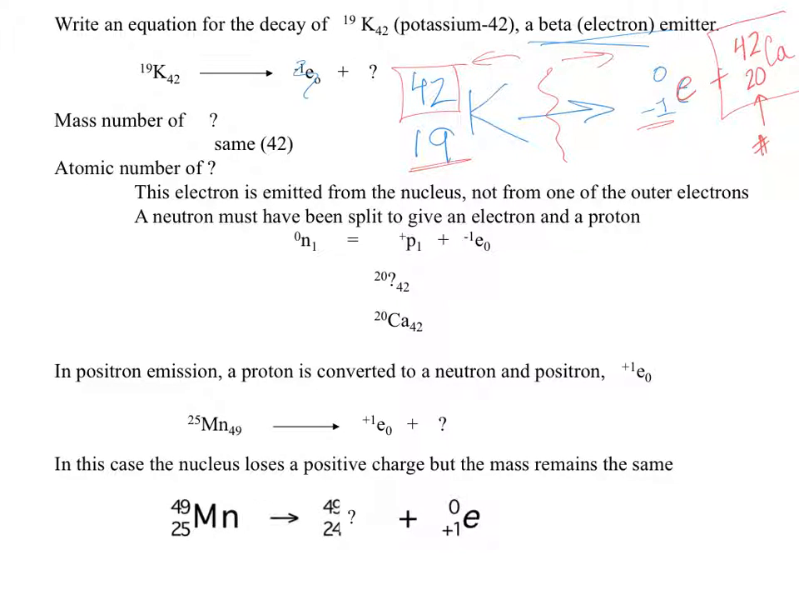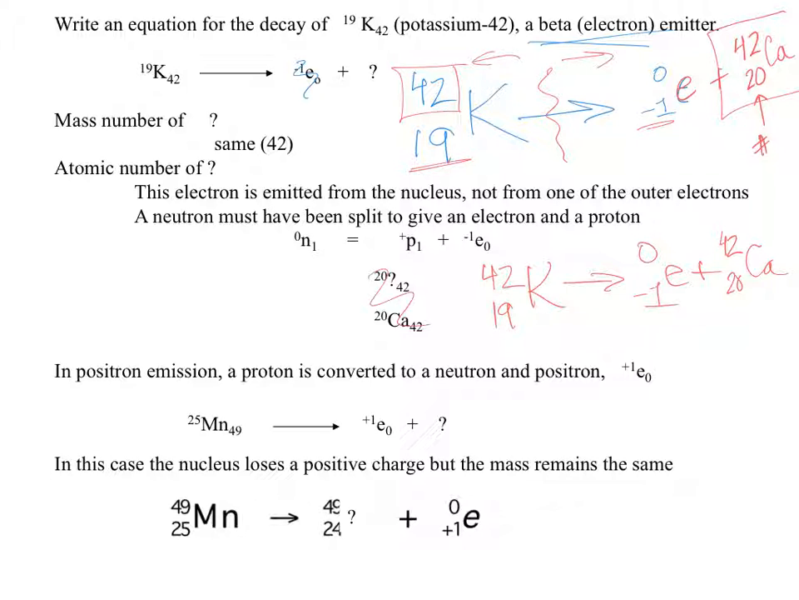So again, sorry, my formatting's a little off here. It didn't convert over correctly. So my balanced nuclear equation for the beta decay of potassium-42 is this. Okay. All right, now let's look at these other ones.